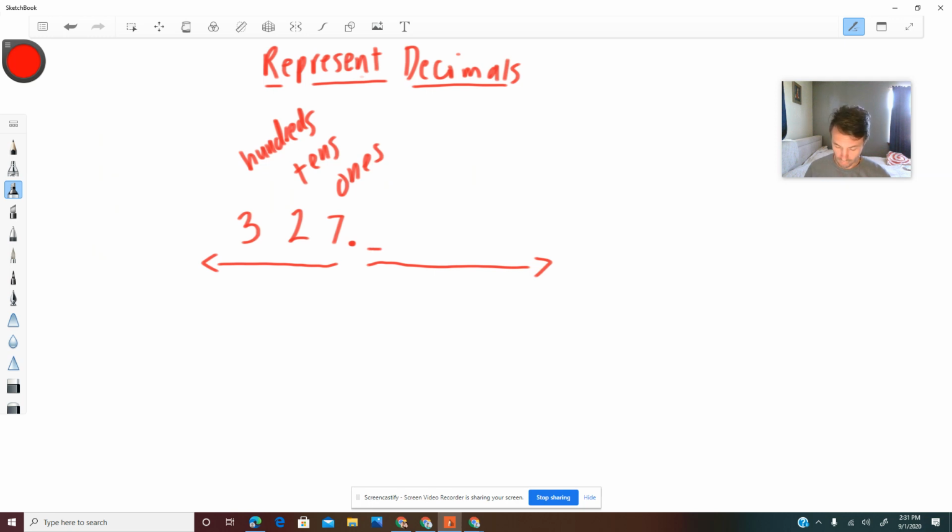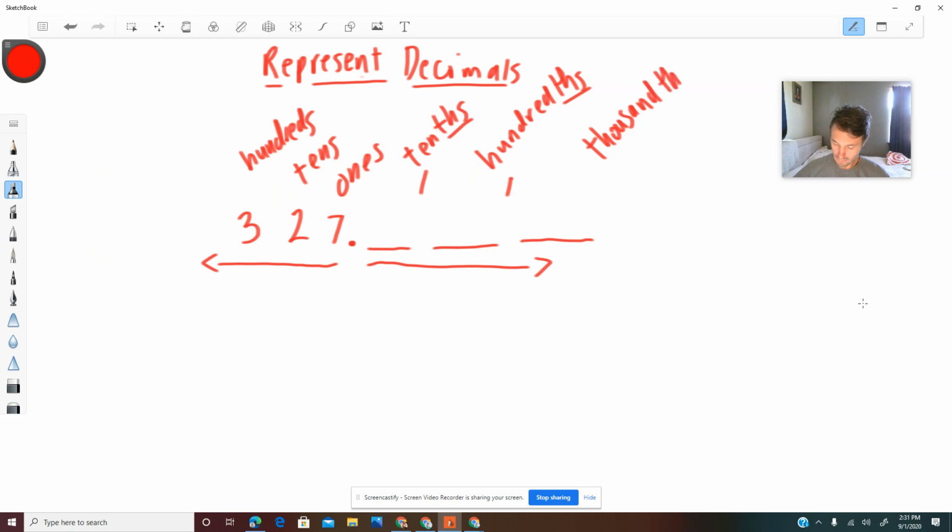So directly to the right of the ones place, we have what's called the tenths place. Directly to the right of that, we have what's called the hundredths place. Notice it has a th sound at the end. And directly to the right of that, we have the thousandths place. Notice it has that th at the end. It's not the thousands place, it's not the hundreds place, and it's not the tens place. It's the tenths place, the hundredths place, and the thousandths place.